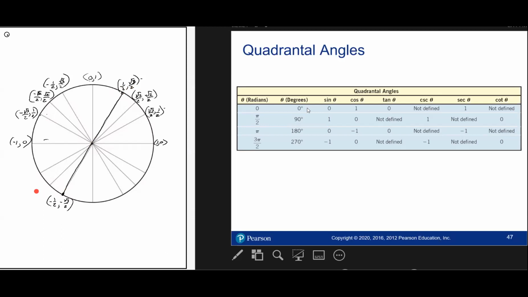Same thing here. Its matching point is the square root of 2 over 2, square root of 2 over 2. But since it's in the third quadrant, these both are going to be negative. And this point, the same with this point. I'm going to have square root of 3 over 2 and 1/2, but they're both going to be negative because of where they are. They're in the third quadrant.